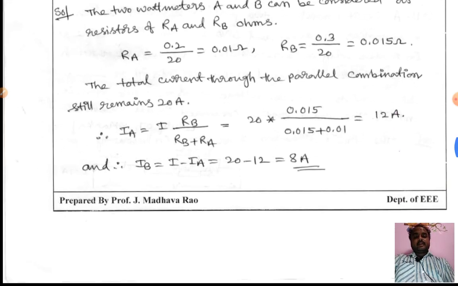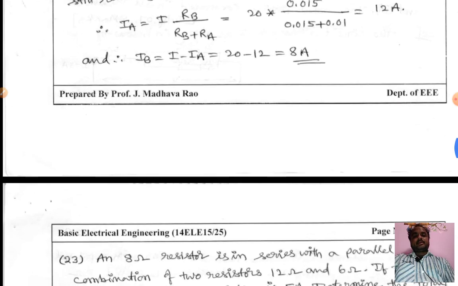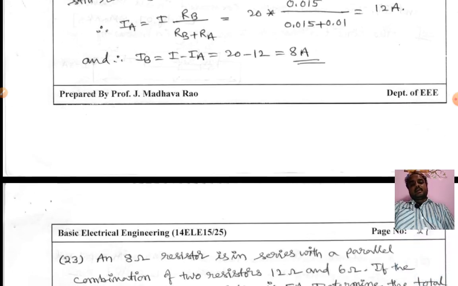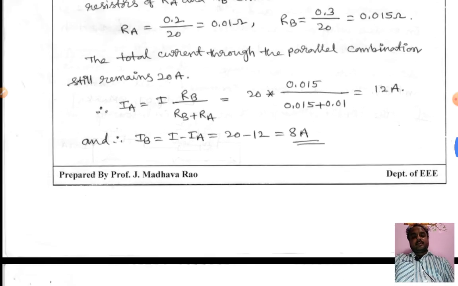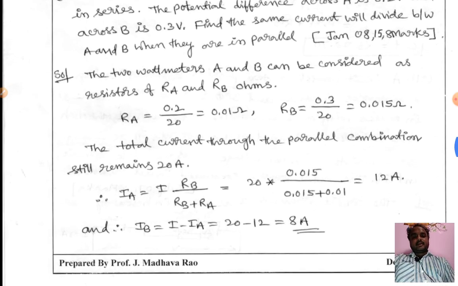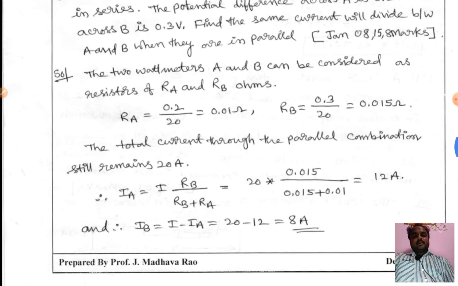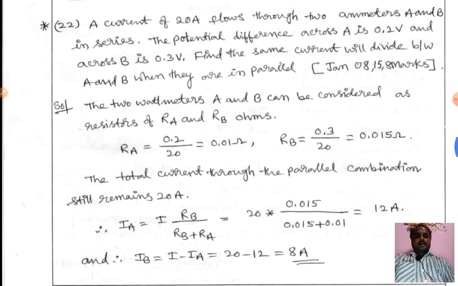Then total current, what we got? It is given in the problem, 20 amperes. 20 minus 12, that is equal to 8 amperes. That is the current flowing in the B ammeter, right? So now we got it. So this is one important problem.